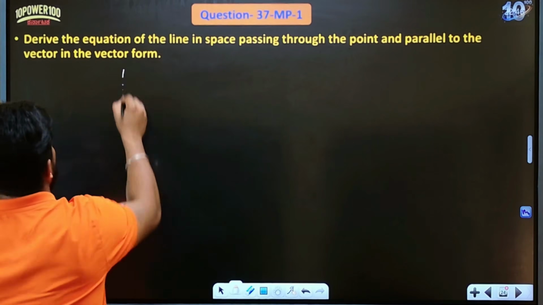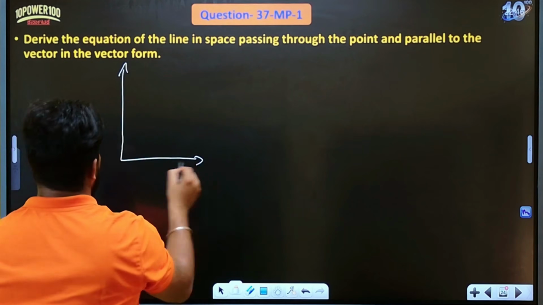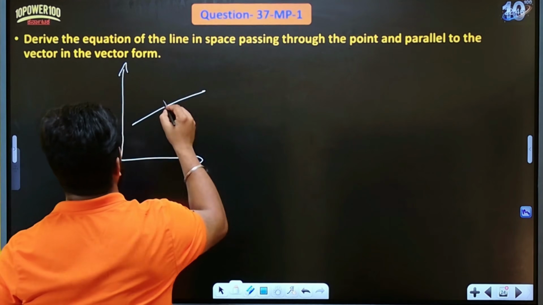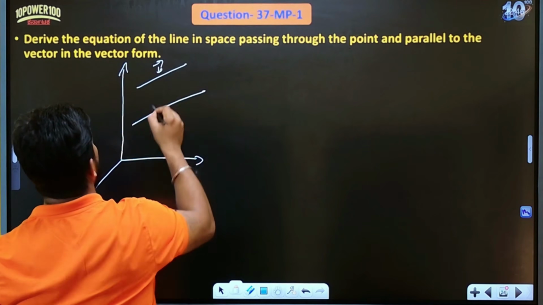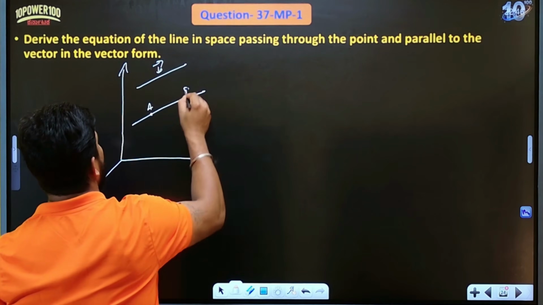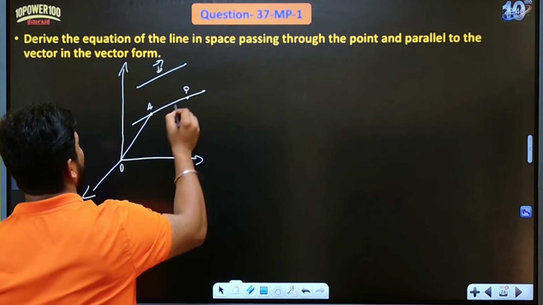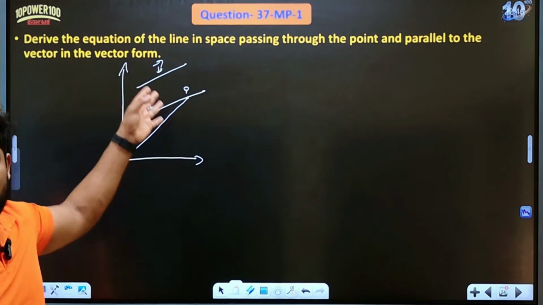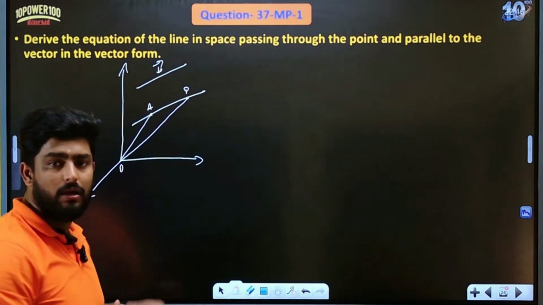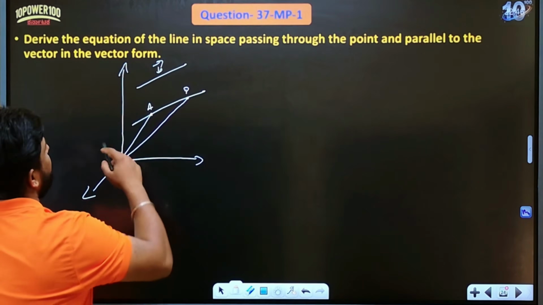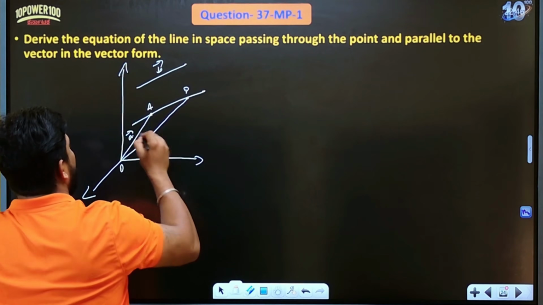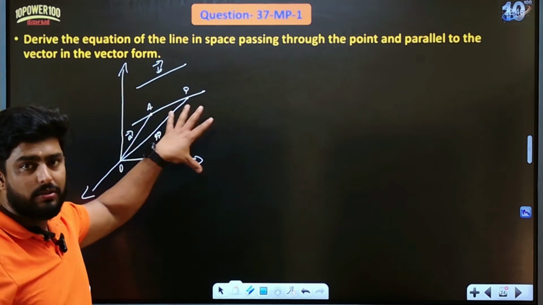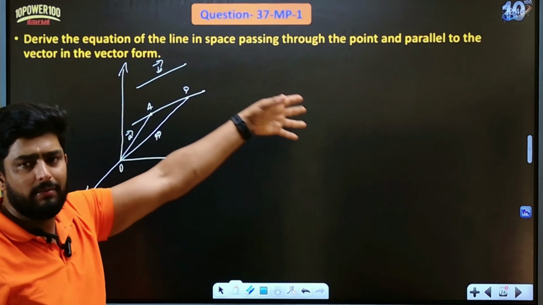First of all, you have to draw the 3D axes, X, Y, Z. After this, consider one point like this. This is point A, this is point P, and this is point O, and join them. This has to be drawn clearly. Don't draw only X and Y axes, you have to draw the 3D axes. This is vector A and this is vector R. Whatever you have drawn, you have to write the explanation for it, two or three lines.